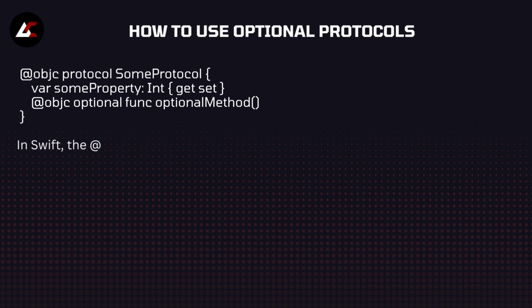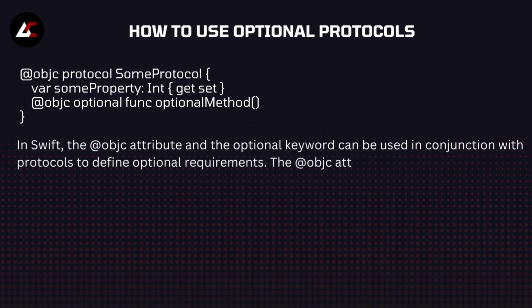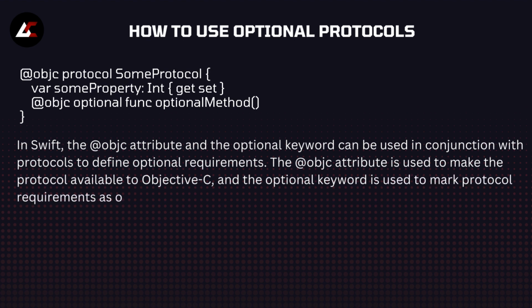How to use optional protocols. In Swift, the @objc attribute and the optional keyword can be used in conjunction with protocols to define optional requirements. The @objc attribute is used to make a protocol available to Objective-C, and the optional keyword is used to mark protocol requirements as optional.